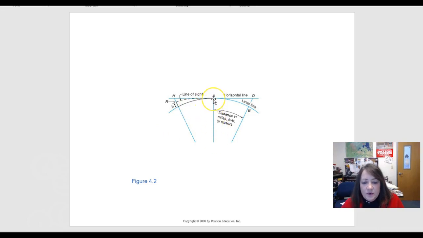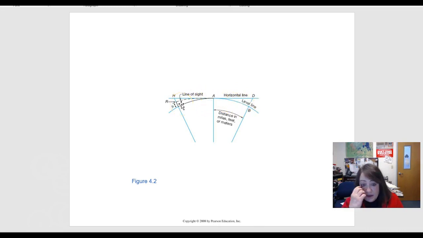Point A represents where you've placed a level, and point D or point H represent where you've placed the rod. The first shows that if you put your level here, even though these are at the same elevation, because the Earth is curved, the level reading will be too high. So for that reason, we need to correct for the curvature of the Earth.